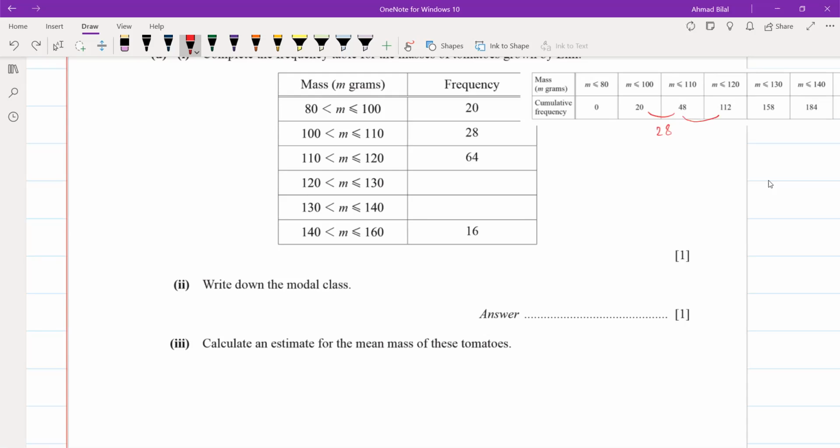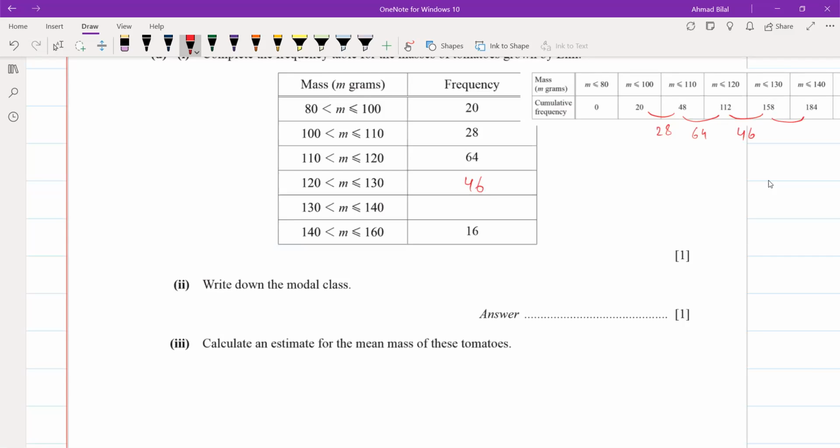Similarly, आप यहाँ पे क्या करोगे, इन दोनों को सब्ट्रैक्ट करोगे. 120 से नीचे कितने हैं टोटल? 112. और 110 से नीचे कितने हैं? 48. इन दोनों के दरमियान में कितने होंगे? 110 और 120 के दरमियान में 112 minus 48, and that will turn out to be 64. तो basically आप इनको सब्ट्रैक्ट कर रहे हो when you're going back from a cumulative frequency to a normal frequency like this. ठीक है. 158 minus 112, what do you get here? That is 46. So this number here should be 46.